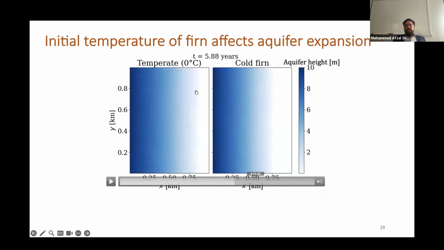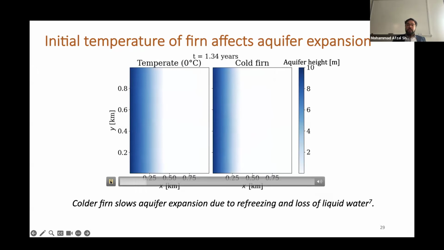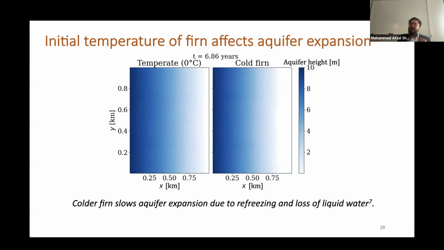All right, if I stop it here, you could see that there is a difference between aquifer expanding in 0 degrees Celsius firn versus cold firn. In fact, the aquifer is slower in colder firn because when you invade colder firn, a part of liquid water freezes, and that reduces your porosity and permeability. So the aquifer is less conductive in cold firn. Secondly, if you lose liquid water, you are also reducing your Darcy flux, and that also reduces the rate of expansion.